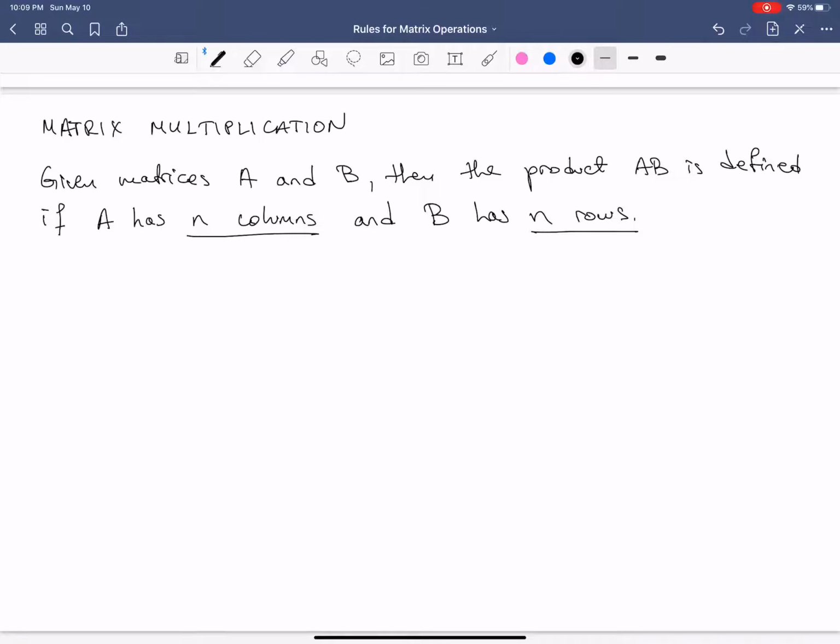Let's draw a picture of that. So here, this matrix would be m by n. So what that means is that each row vector here would have n components.